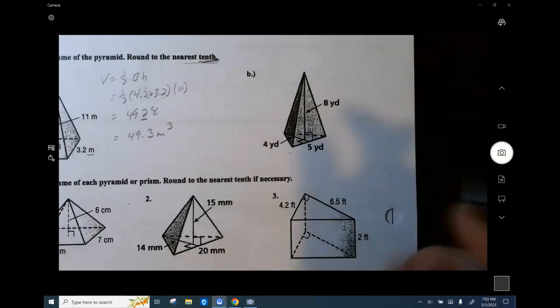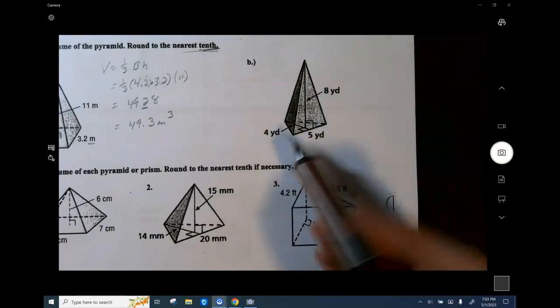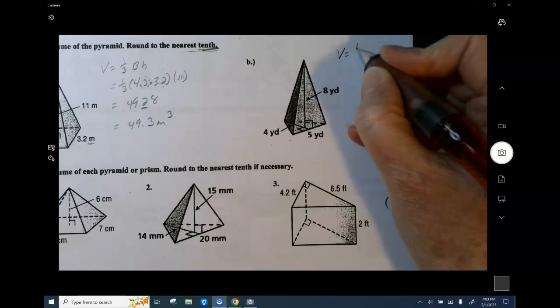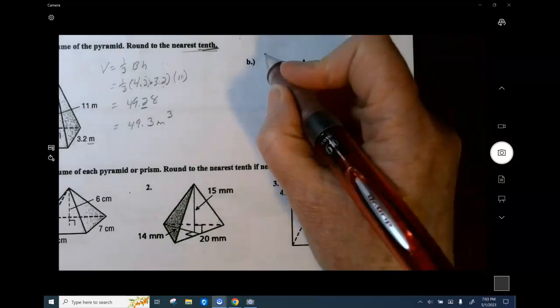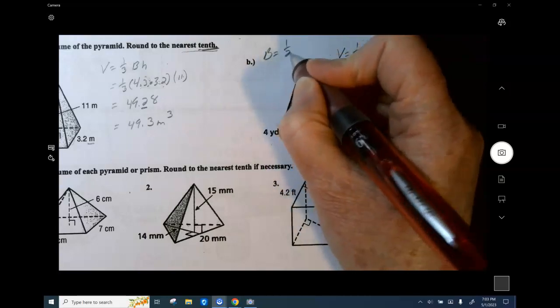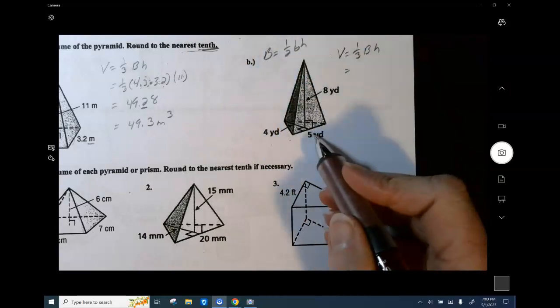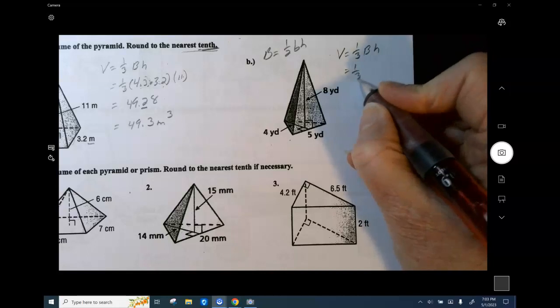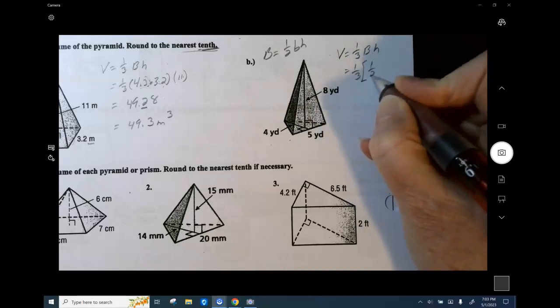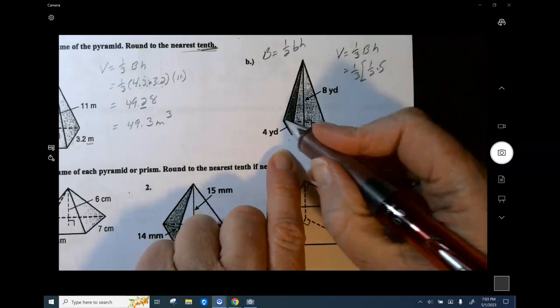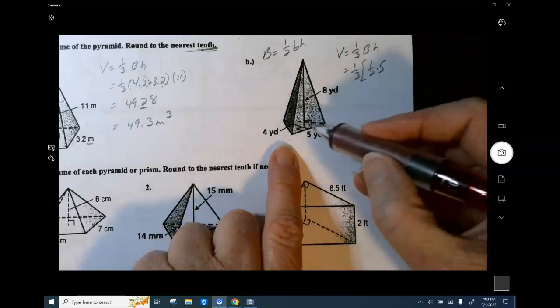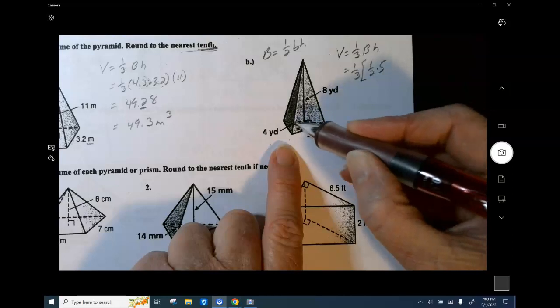Okay? So now here we go. On this one, we're going to still use 1/3 area of the base times the height. But look at what my base is. My base is a triangle. So I'm going to have to take 1/2 base times height. So I have 1/3, oh my, look at this, 1/2 times the base, which is 5, times the height of the base, which is 4. Do you see that right in there? That's the height. That line right in there.